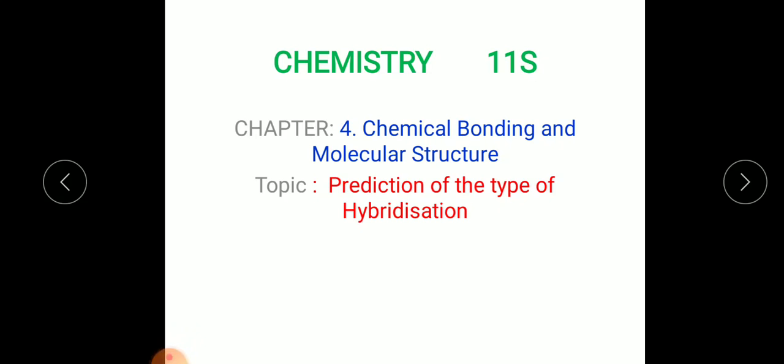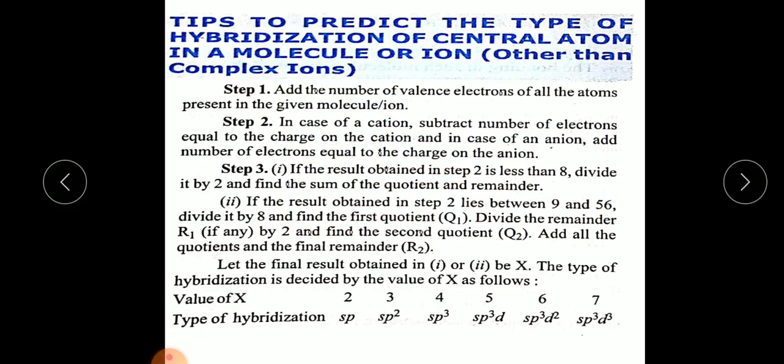In our last class, we discussed hybridization and its types. Today, we'll learn how to predict the type of hybridization in a certain molecule by using a formula. So, tips to predict the type of hybridization of the central atom in a molecule or ion other than a complex ion. Let us see what the different steps involved are.